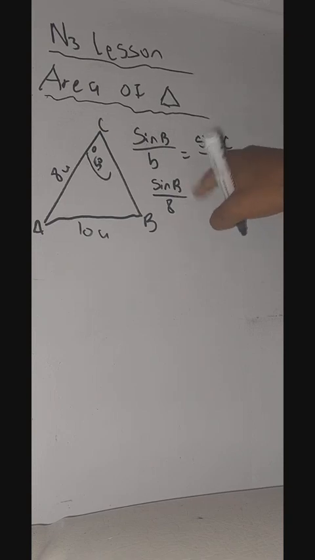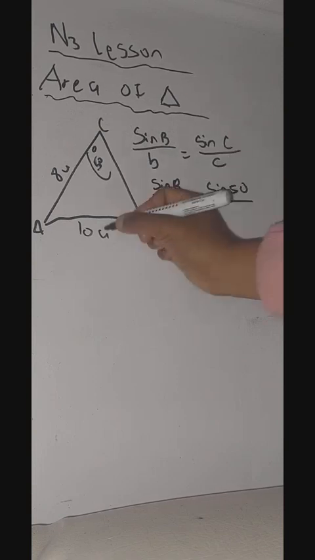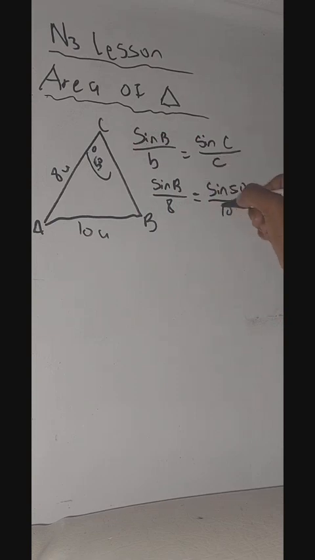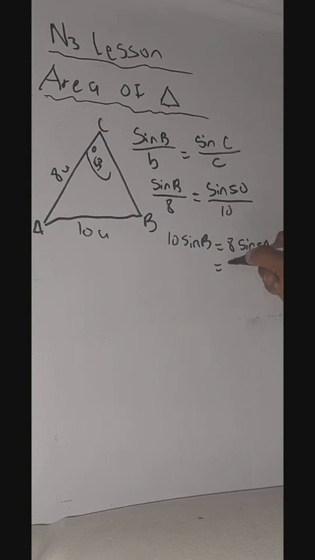So on this side, sine C, yes, we have an angle of 50 degrees, over C. C we have 10 units. So cross multiplication is going to be 10 sine B equal to 8 sine 50. What is 8 sine 50? 8 sine 50 to me is equal to 6.128.